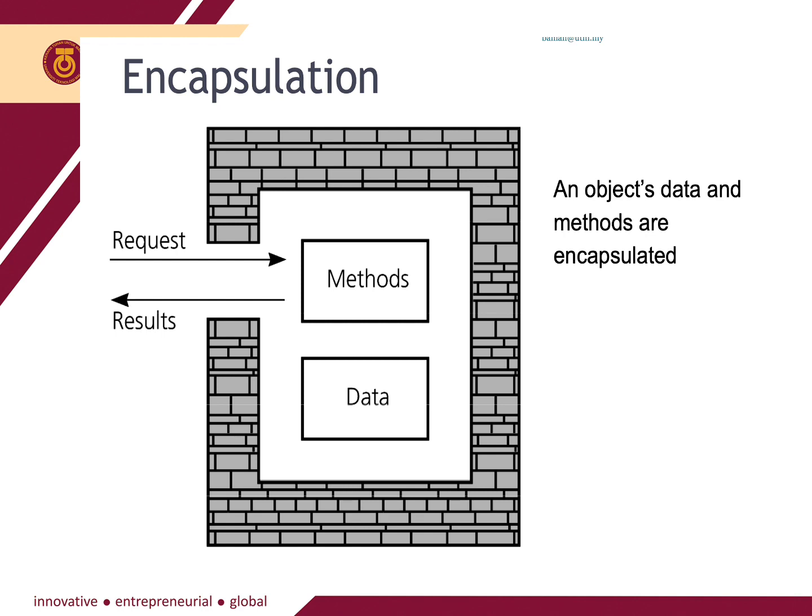Let's say we have data here and we have methods. This is considered an object's data and methods that are encapsulated. For example, let's say we have a request and result. A real-time example is encryption. Let's say we are trying to send a message to our colleague, so we encrypt that message. No one can read the message until it is decrypted by the key. So this is an example.